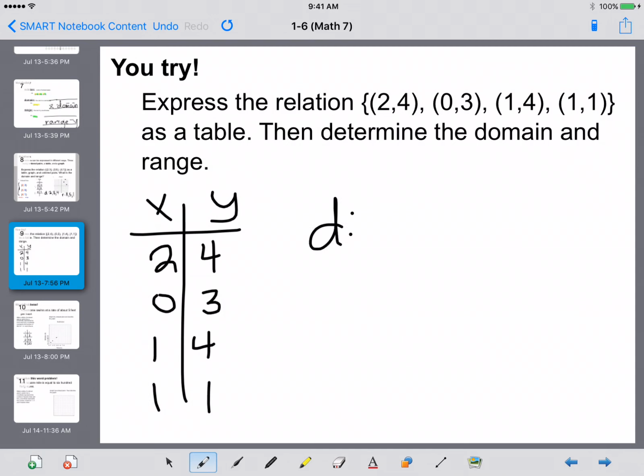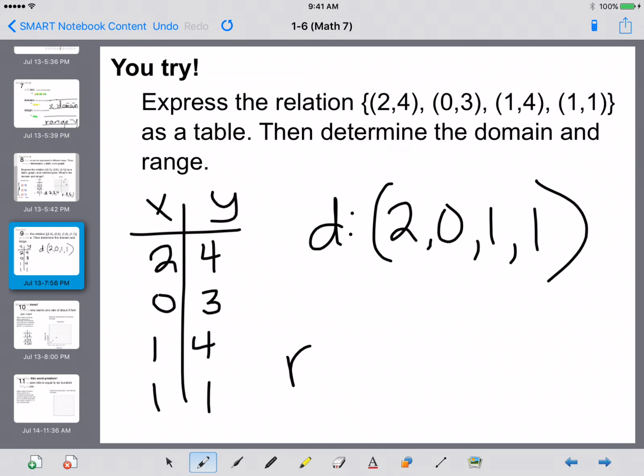Our domain. And don't forget to put them in parentheses. I forgot that on the last slide, but that's something important for you. So your domain would be 2, 0, 1, 1, all in parentheses. Your range then is your y values, 4, 3, and 1.